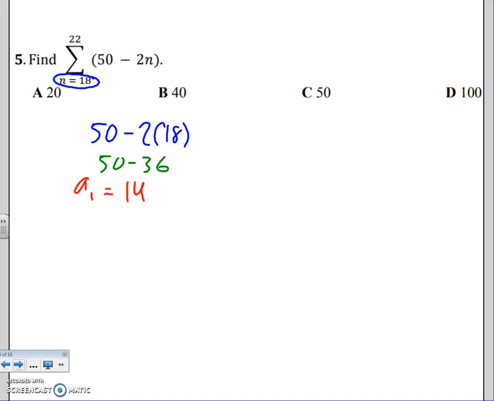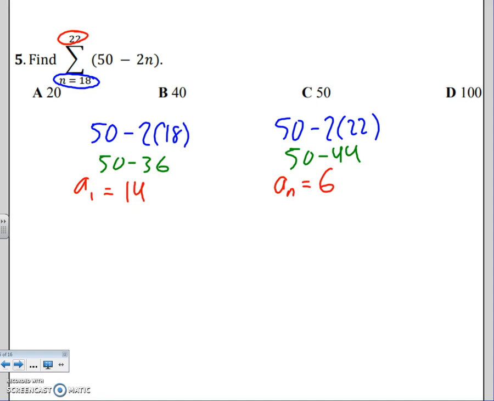Now I find a sub n. So that means I plug in this top number, 22. So I'll do it over here. 50 minus 2 times 22. That is 50 minus 44. That gives us 6. So a sub n equals 6.